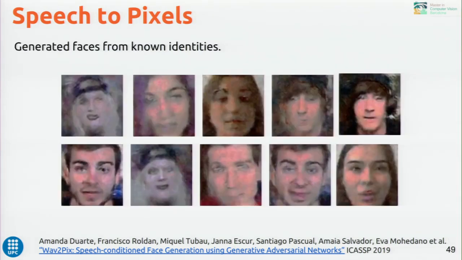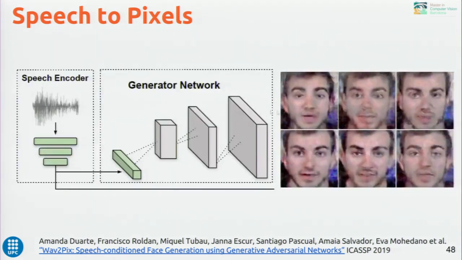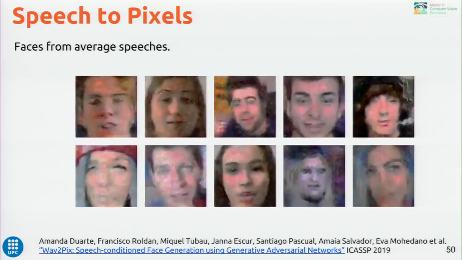We do that with a GAN, Generative Adversarial Networks. I think probably you've had lectures on that. What a GAN is doing is actually generating different faces. So you see here different faces generated for the speech coming from this YouTuber. These are from the test set, like the average of all the faces.